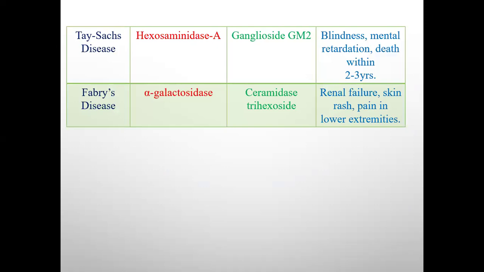So for Tay-Sachs disease, you have hexosaminidase A as the defective enzyme, and you have accumulated ganglioside GM2, and symptoms include blindness, mental retardation, and death within 2 to 3 years. You have Fabry's disease, and alpha glucosidase is deficient, and you have ceramide trihexoside accumulated, and you have renal failure, skin rash, pain in lower extremities.